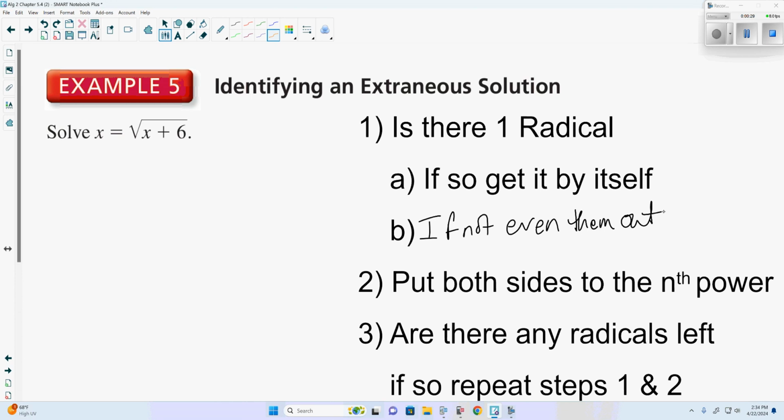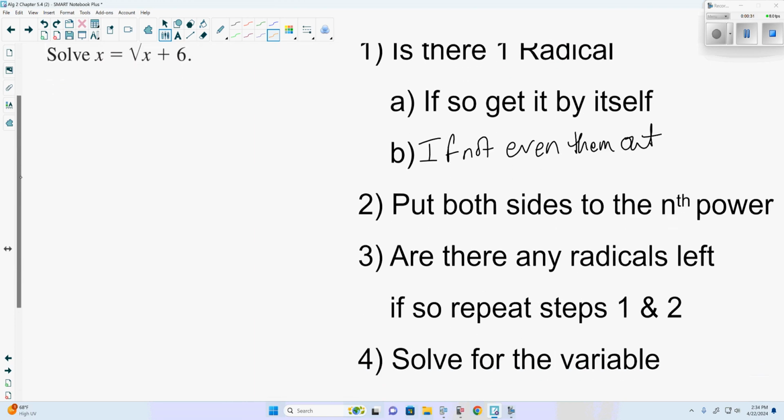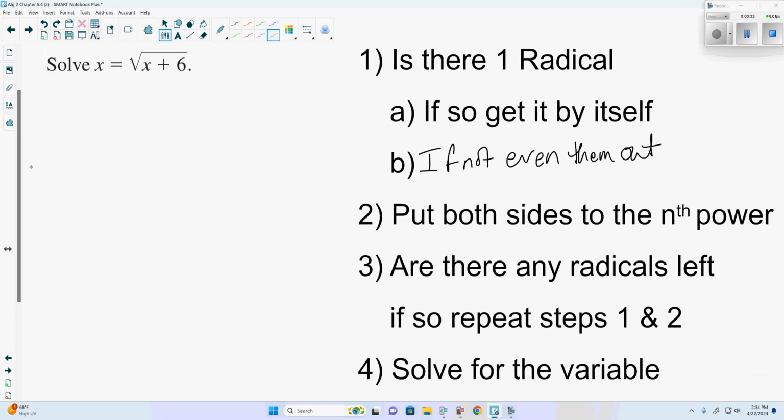All right. Okay. It should show up. It should show up eventually. Yeah.